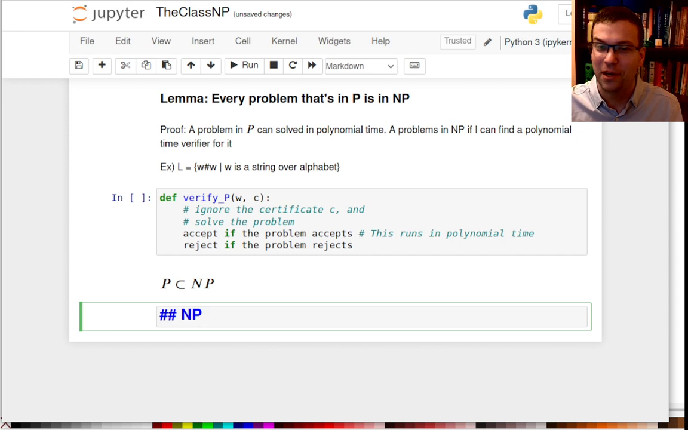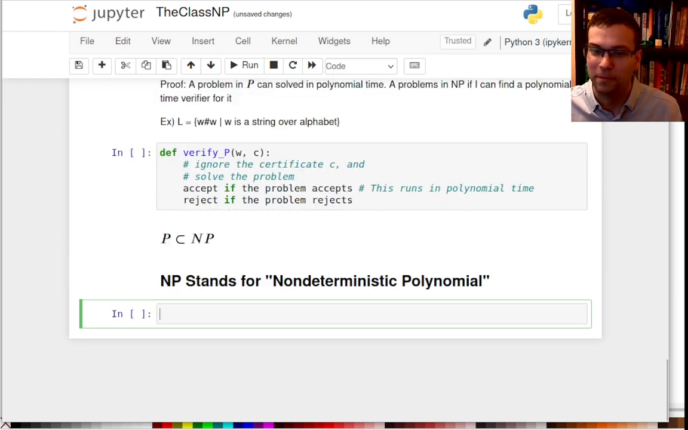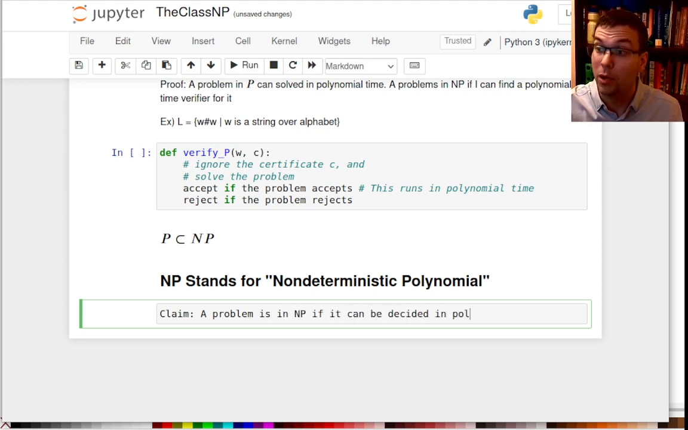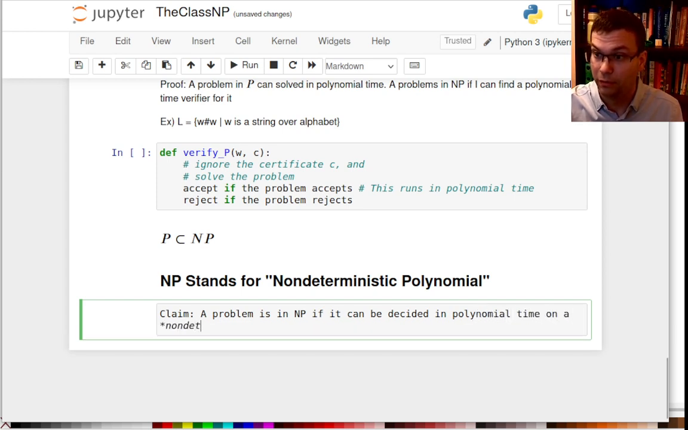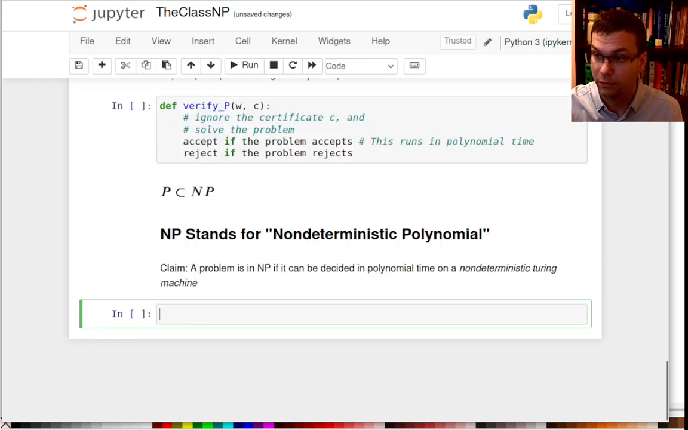So NP actually stands for non-deterministic polynomial. Okay. So we can verify something in polynomial time, and that means it's in NP. Another way to define the class NP is: a problem is in NP if it can be decided in polynomial time on a non-deterministic Turing machine. Okay.